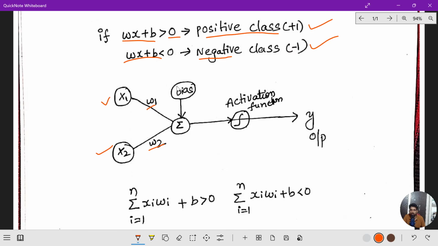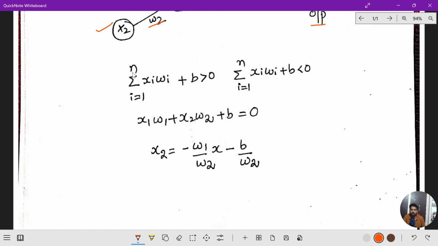So you observe here, the sum of i equals 1 to n of xi wi plus b is greater than 0. There are two cases: the output might be greater than 0 or less than 0. So finally the conclusion is x1 w1 plus x2 w2 plus b is equal to 0. Here we mentioned only two inputs and two weights, so the output is x1 w1 plus x2 w2 plus b equal to 0.